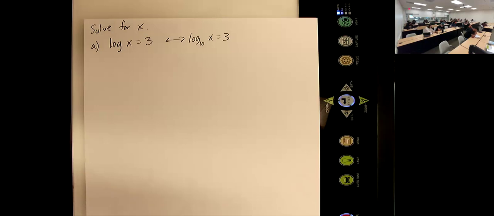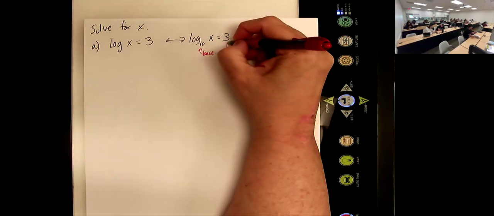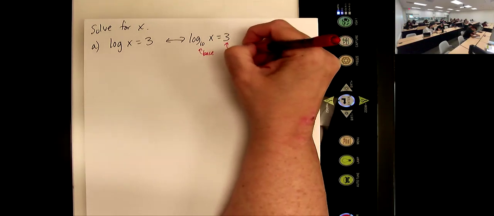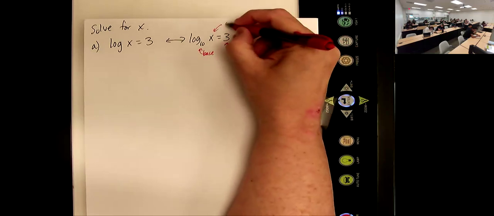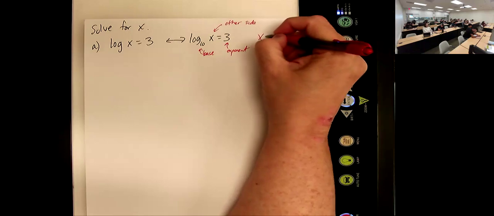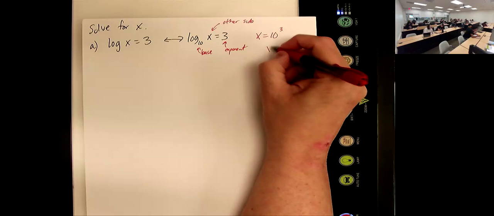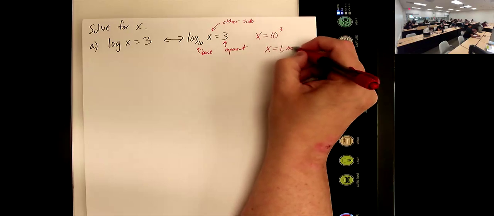Now, one way to do this is to rewrite it where this is the base, this is the exponent, and that's the other side. So x equals 10 to the third power. So x equals 1000.